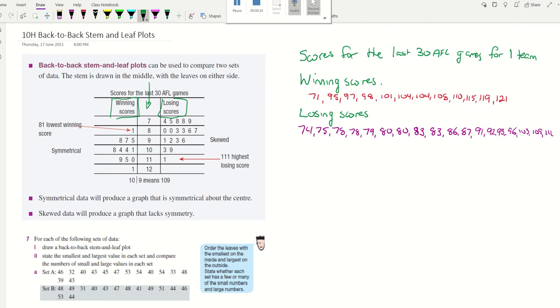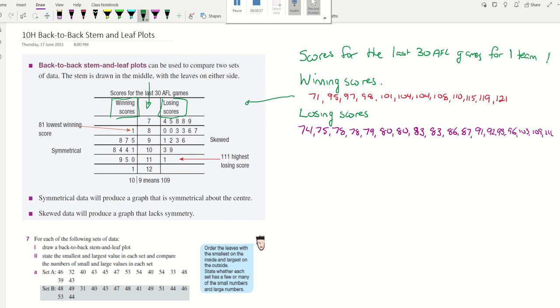Now, the idea is, if we look over here, these are the scores for the last 30 AFL games for one team. So these are all the winning scores, and they've won 12 games, and they've lost 18 games, and they're the scores they got in the 18 they lost. What they've done is they've wanted to put them into a display to easily be able to see what the data looks like. They've grabbed these and they've put them in over here.